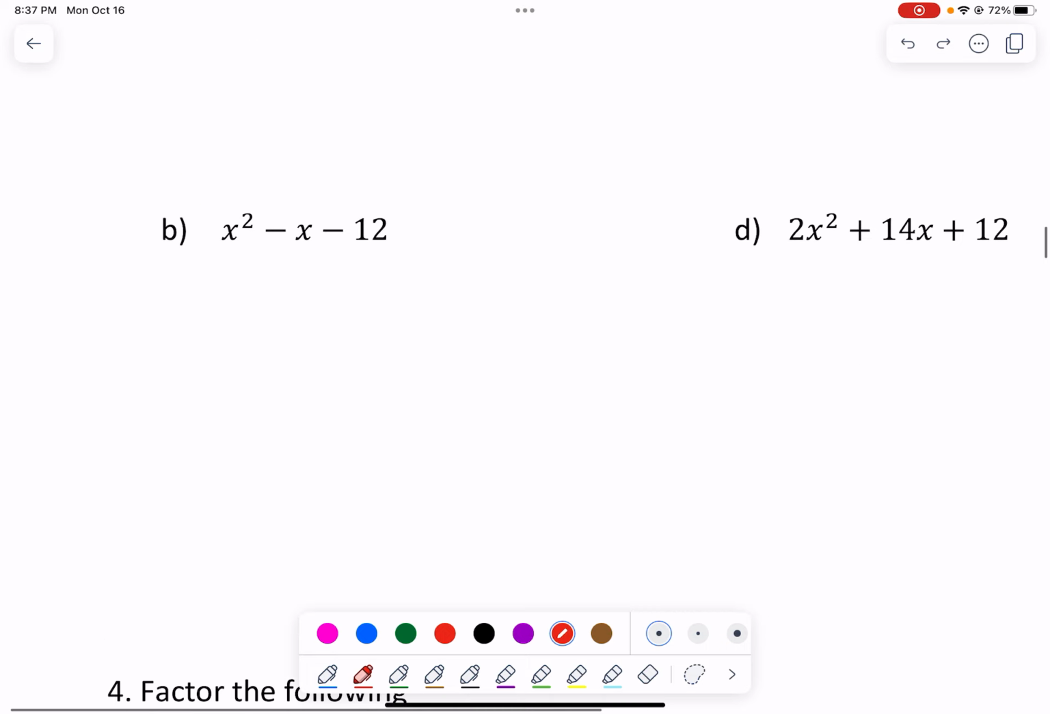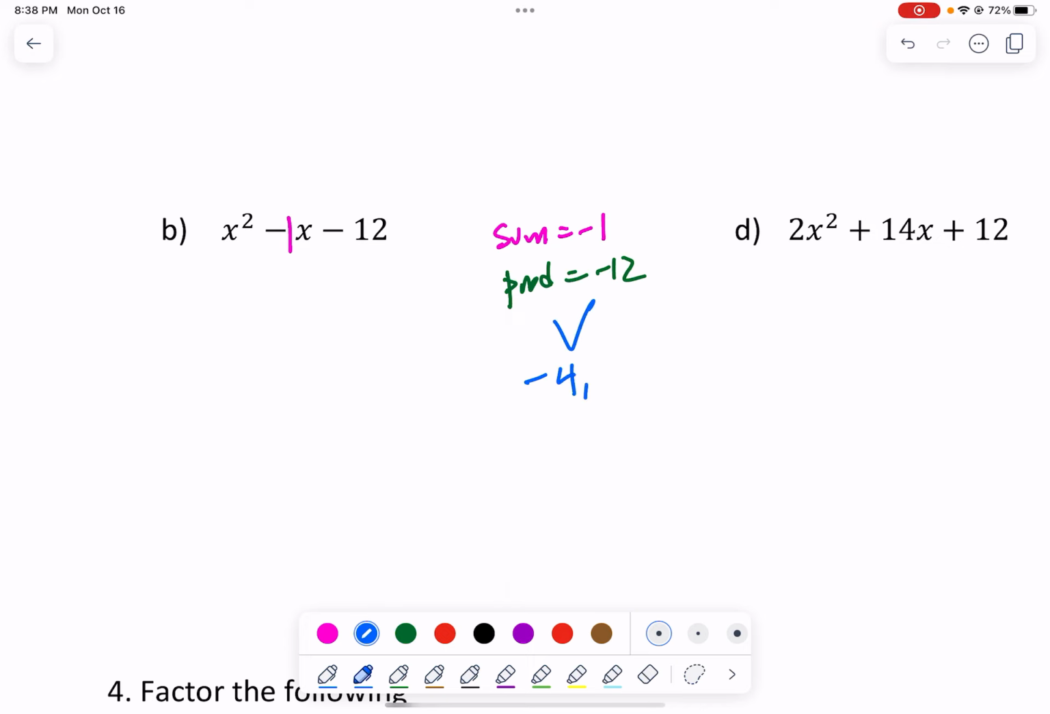For b, x squared minus x minus 12. So in this case, our sum is negative 1. Our product is negative 12. So our two numbers are minus 4 and 3. And because there was no a value in front of it, I can go directly to x minus 4, x plus 3, and that one's done.